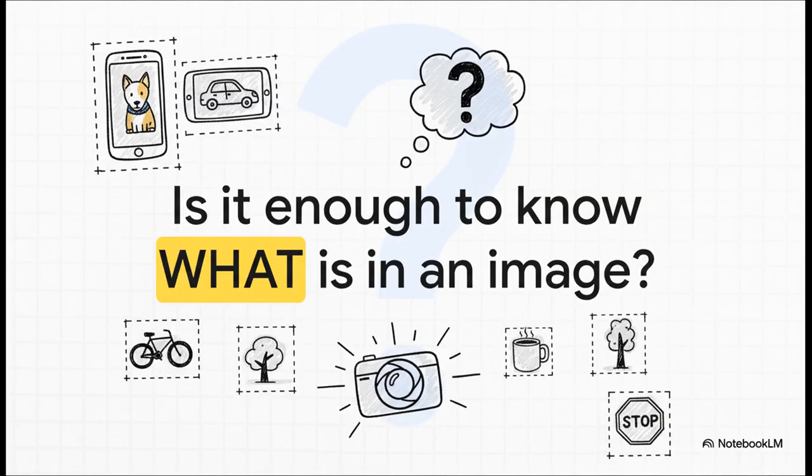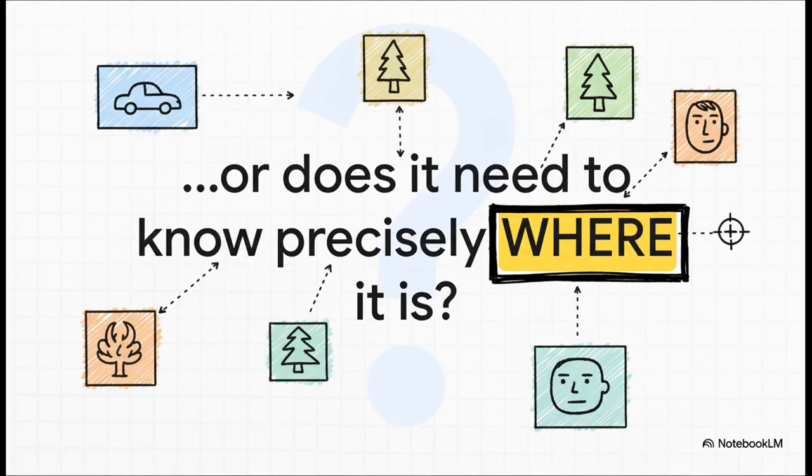We're all super used to our phones sorting our pictures, right? It knows this one has a dog, this one has a car, and that's incredible stuff. But is that all there is to it? Is that the whole picture? Because let's be real, a lot of the time the most important thing isn't just knowing what's in the image, but knowing precisely where it is. I mean, that's the fundamental leap we're talking about, and it's a huge one.